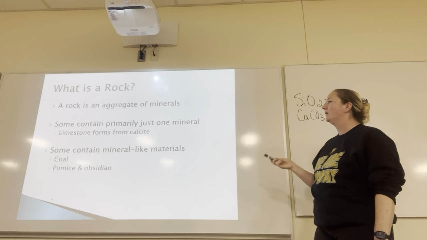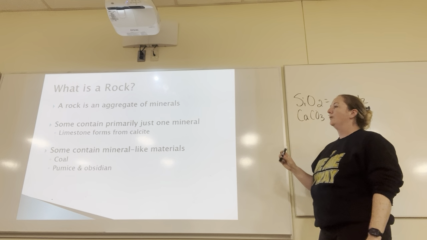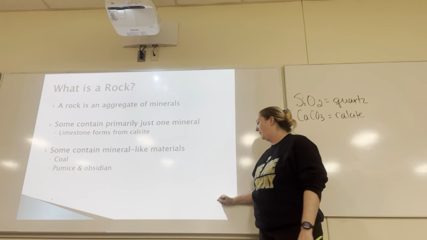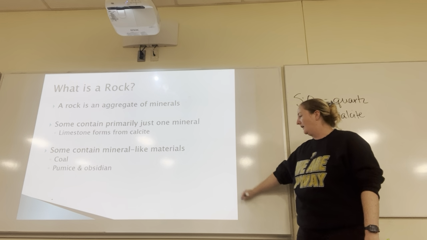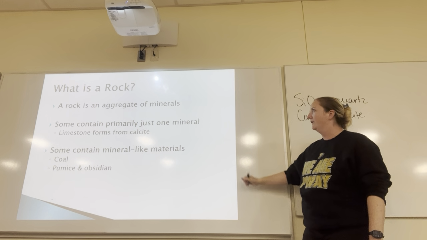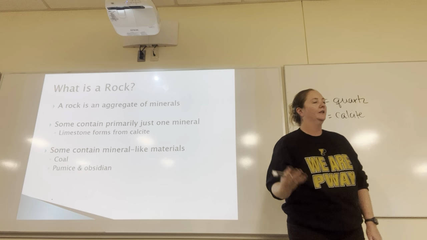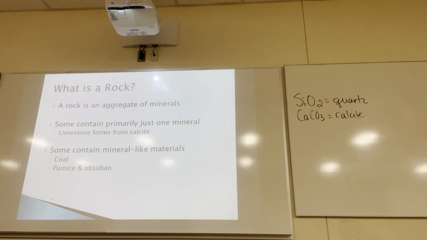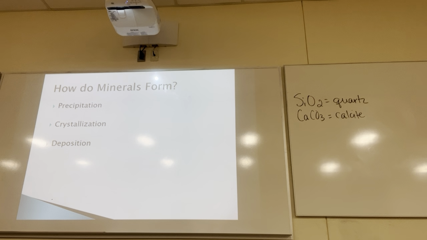All right, some of them can also contain mineral-like materials. So things like coal or obsidian and pumice, which are volcanic glasses. Those could be considered rocks or be parts of rocks, even though, again, they're not truly minerals themselves. Well, what about things like chalk? Chalk is a mineral or a rock, usually a rock, depending on what kind you're talking about.